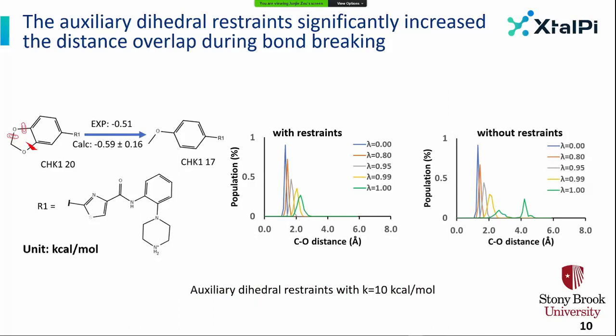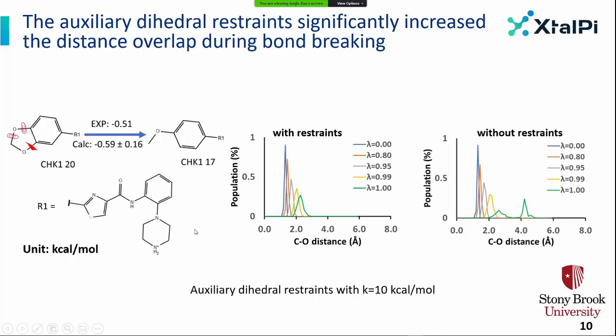If we look at the distance distribution plot, we can see that when we are breaking the bond between these carbon and oxygen atoms to open up the ring, with the restraints we can have very nice distance overlaps for these 5 lambda values. But without restraints, the overlap will be significantly poorer at the last 2 lambda windows.